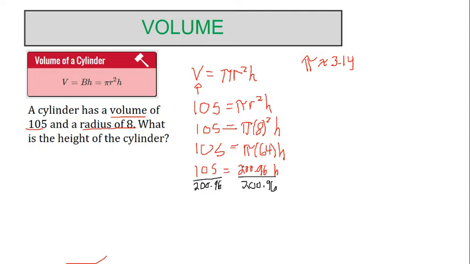All right, and this cancels on the right-hand side. And so now it's a calculator problem where I am dividing those two quantities. So I'm taking 105 and I'm dividing it by 200.96.